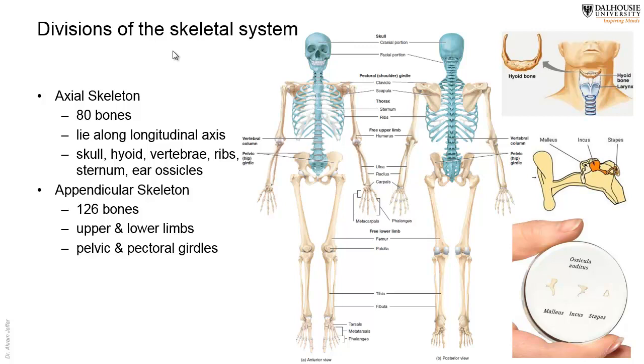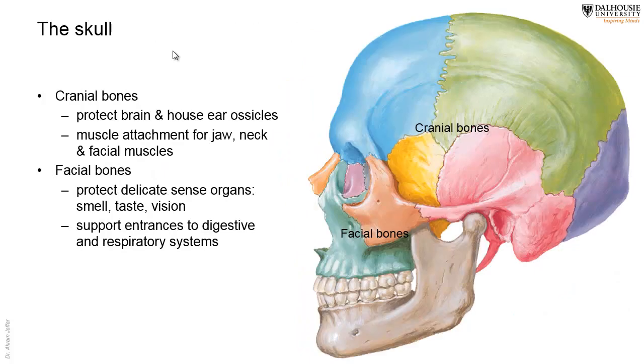The appendicular skeleton, which we are going to deal with next time, contains the bones of the limbs, the upper limb and lower limb, and the girdles that connect the limbs to the axial skeleton. So the axial skeleton consists of the skull, and as you can see here, the bones of the skull are fused together.